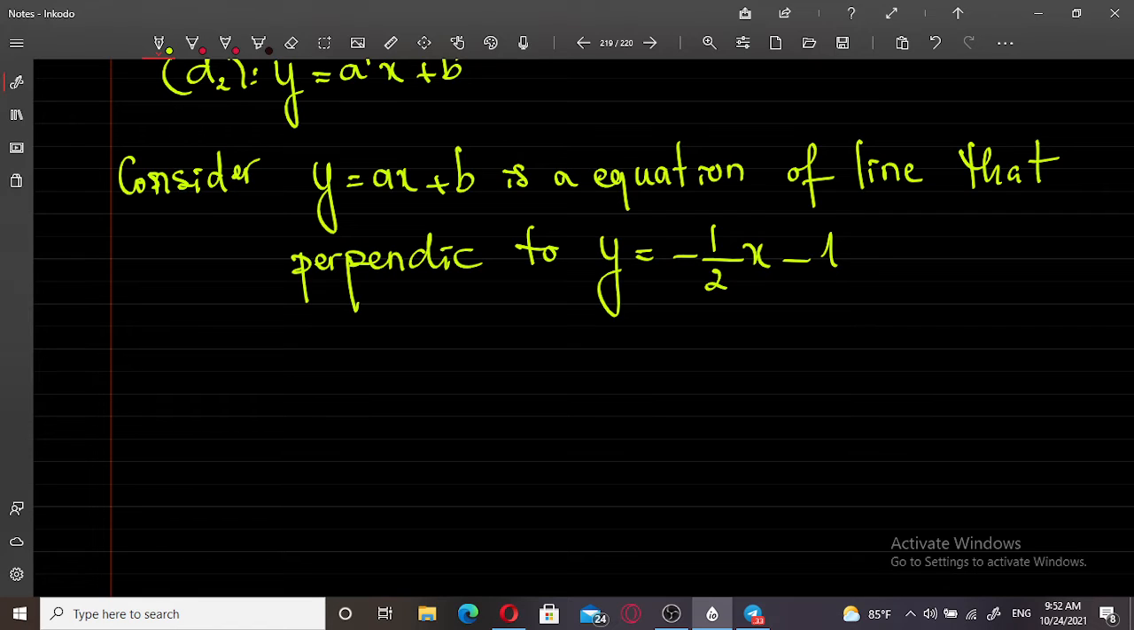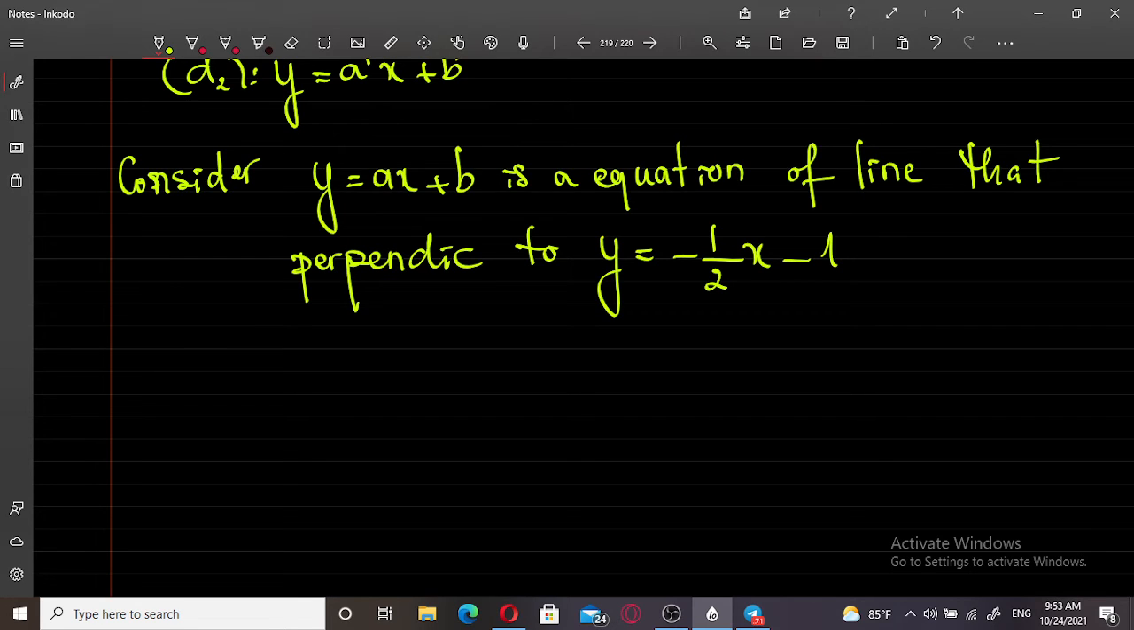The exercise just didn't give us the equation of the line perpendicular to y equal to negative 1 over 2x minus 1. But in this case, we can consider, as an assumption, that y equal to ax plus b is perpendicular to y equal to negative 1 over 2x minus 1.